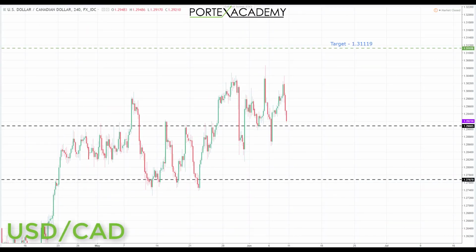Next, we have the US dollar CAD. Now, last week we started the week above broken resistance turning support at the 1.29085, and we've been looking since last week for further advances to the upside.